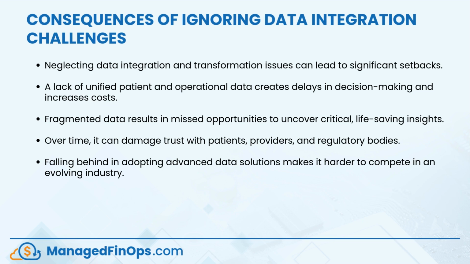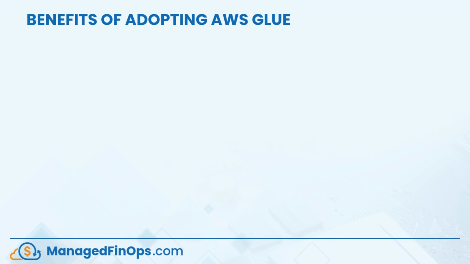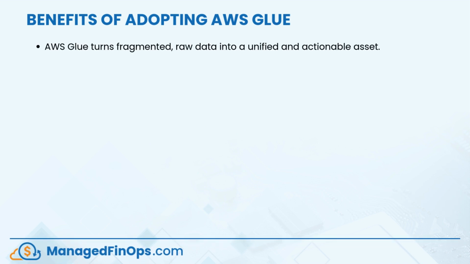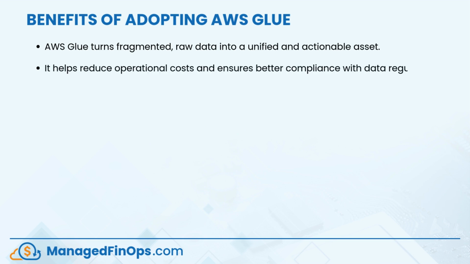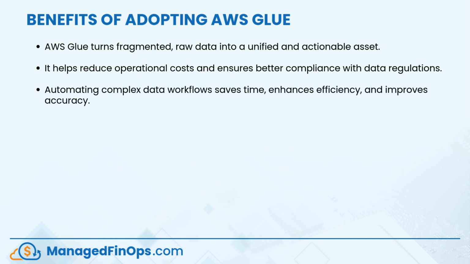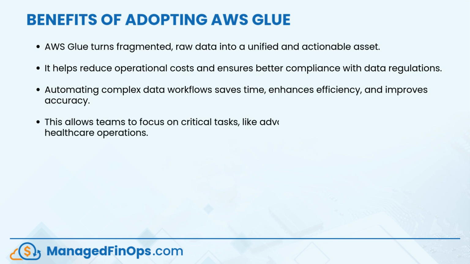The longer these challenges persist, the harder it becomes to catch up with competitors who are leveraging advanced data solutions to drive innovation. By adopting AWS Glue, your organization can transform raw, siloed data into a unified, actionable resource. This allows you to reduce operational overhead, comply with data regulations more effectively, and empower teams to deliver insights faster. You'll be able to automate complex data integration workflows, saving valuable time and resources while ensuring accuracy and consistency. This streamlined approach enables teams to focus on higher-value tasks, such as improving patient care and optimizing healthcare delivery.